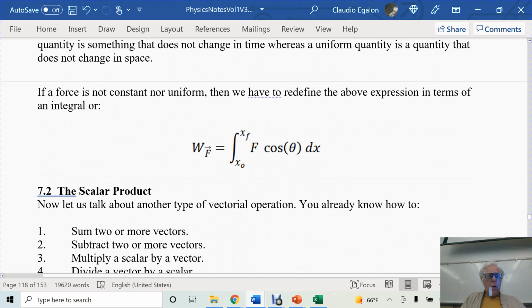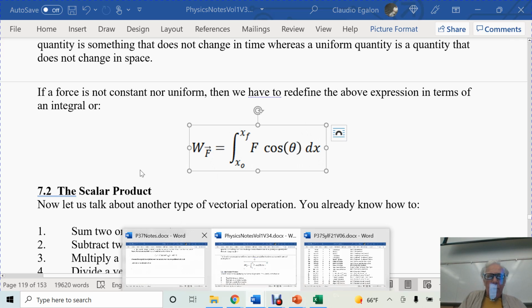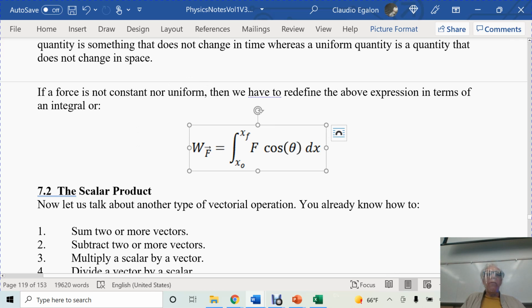Oh, if the force is not uniform, then what do we do? We apply an integral. This type of integral you should have seen already, right? It is a path integral. If the force is not constant nor uniform, then we have to redefine the above in terms of an integral. F cosine theta, and the delta x becomes dx. It's taken from the initial position to the final position.